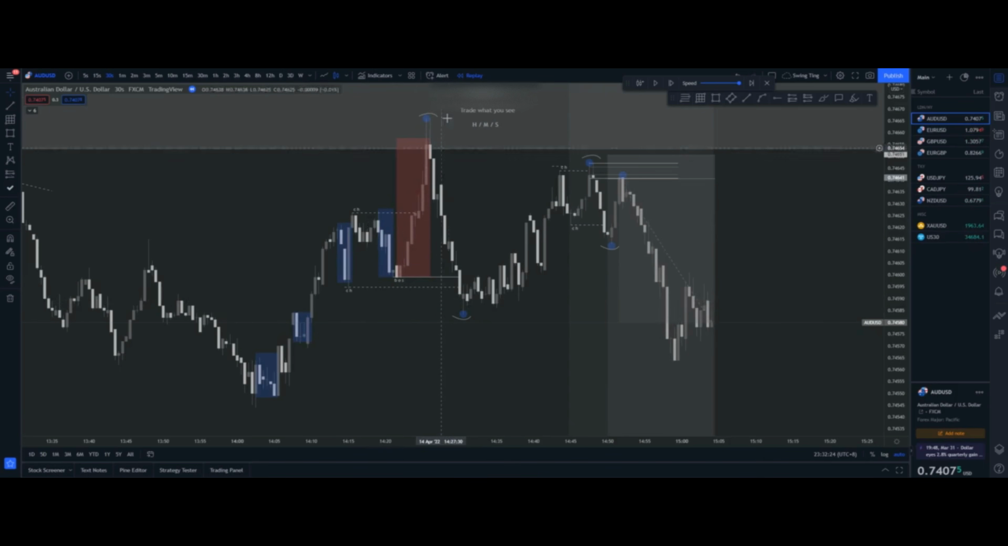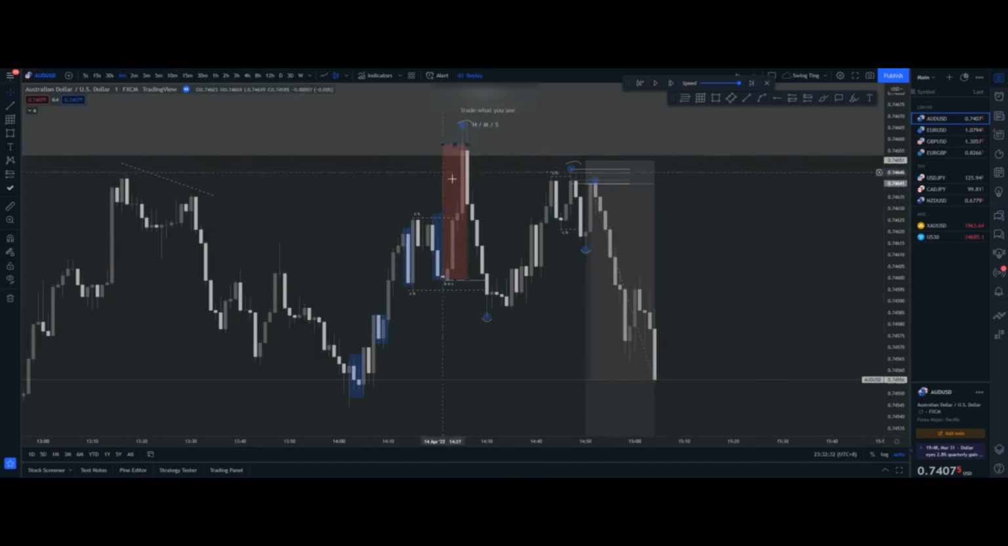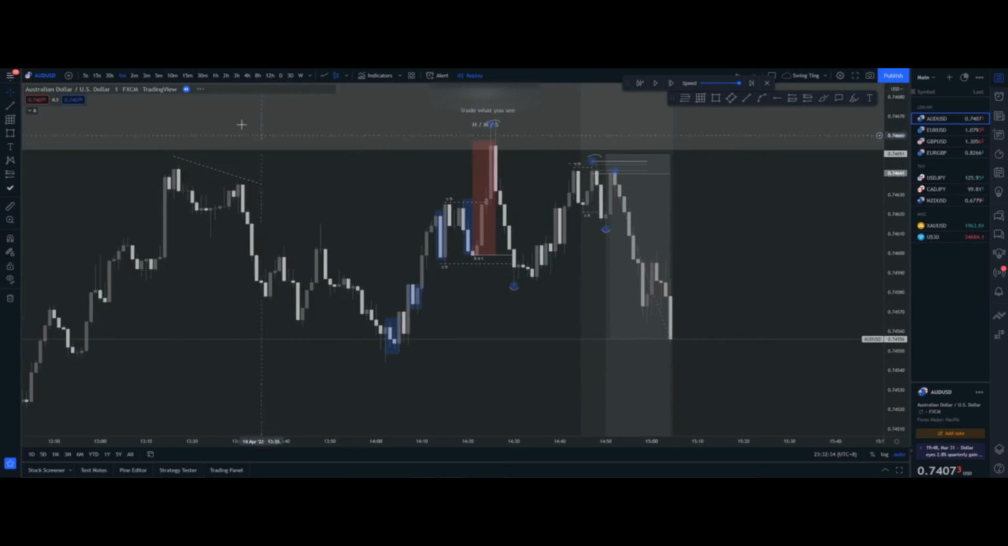Now when that happened, we got an impulsive move down. We have a break of structure as well as a CHoCH that formed on the seconds time frame. On the minute, this was the first initial proper mitigation during London.